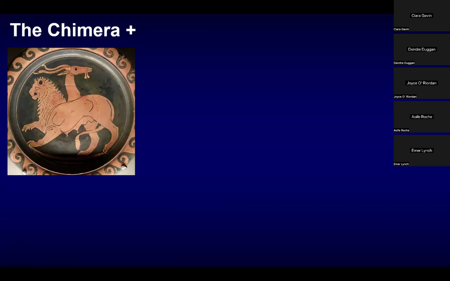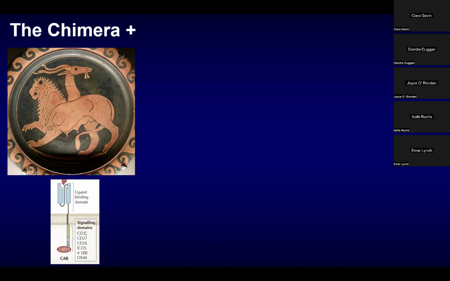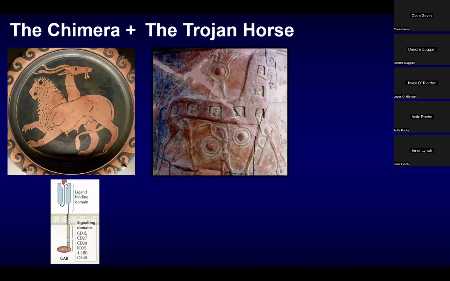Now, what exactly is a CAR T cell? Well, let's go back to what the chimera is. It's a mythical beast with the body of a lion, the head of a goat, and the tail of a serpent. In our case, we're constructing a molecular chimera where the outside of the cell, the extracellular, is an antibody or other ligand binding domain, and intracellularly, there are signaling domains that deliver signals to T cells. So this is a molecular chimera.